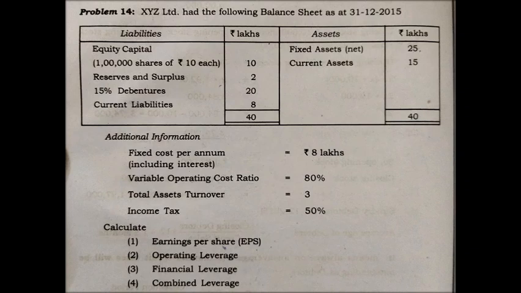Fixed cost per annum, otherwise known as interest, is 8 lakhs. Variable operating cost ratio is 80%. Total asset turnover ratio is 3 times and income tax is 50%. You are asked to find earnings per share, operating leverage, financial leverage and combined leverage.